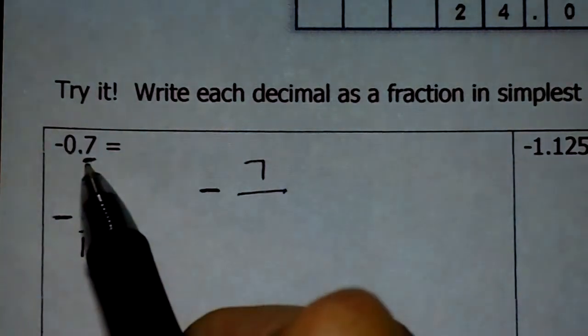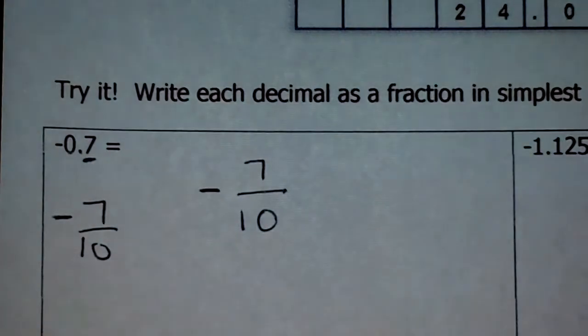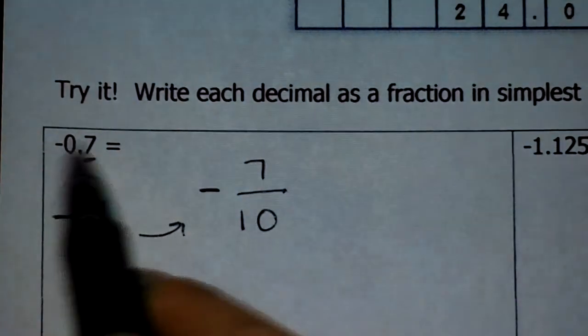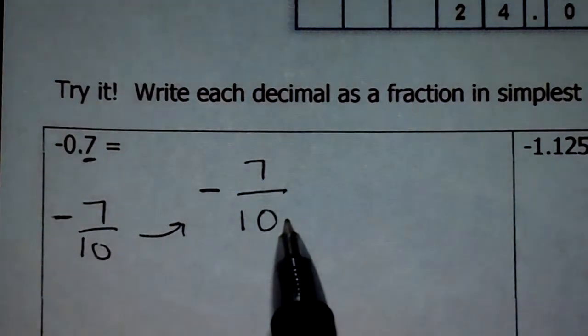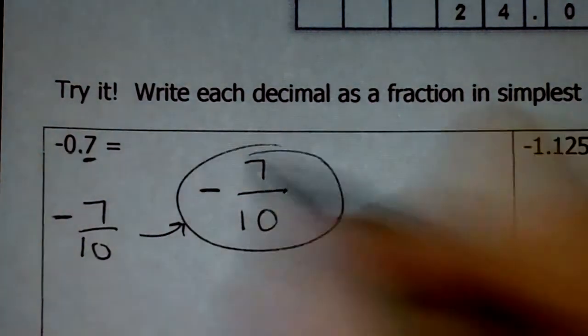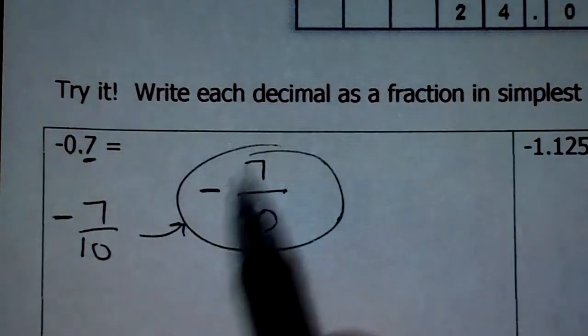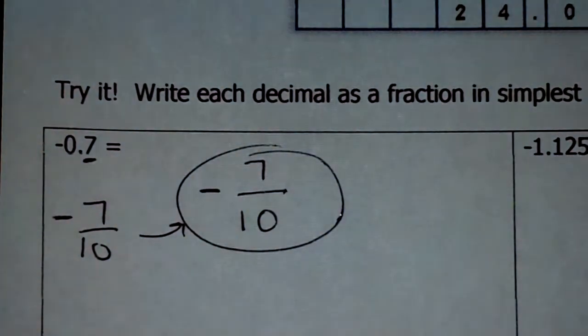Well, this 7 is in the tenths place, right? That means my denominator is 10. So either way, whether this just clicks for you, or maybe it's been a while since we've talked about place value, maybe you struggled with it in the beginning, you can follow those steps as well. Either way, the answer is -7/10. If you put the negative with the 7, that's okay. You can also just put it right in the middle. It doesn't change the value of it.